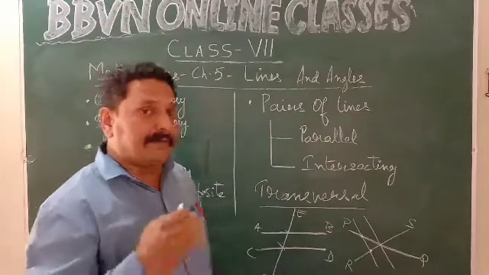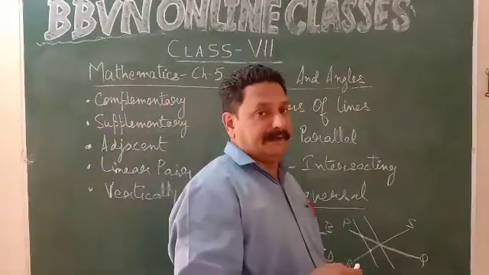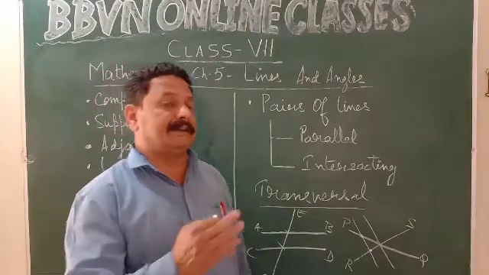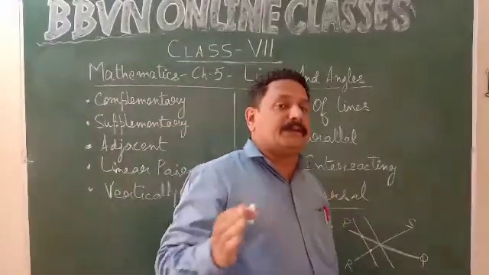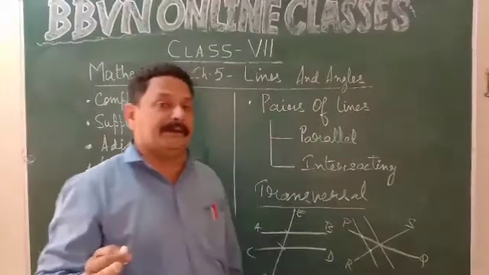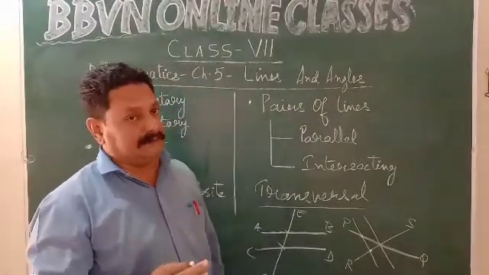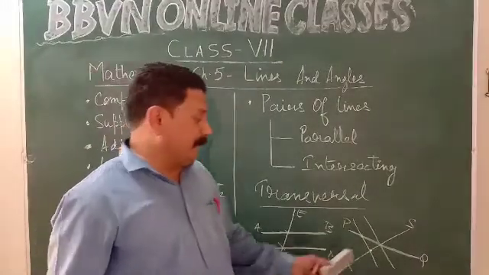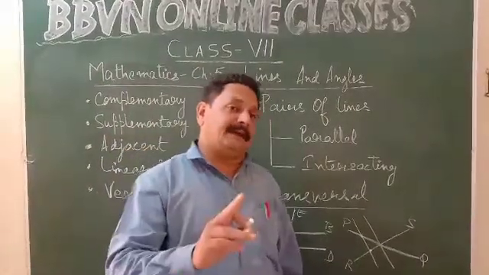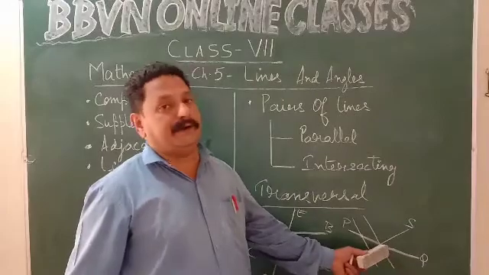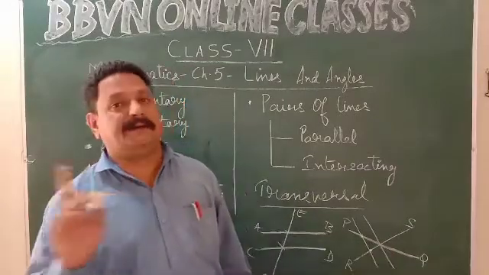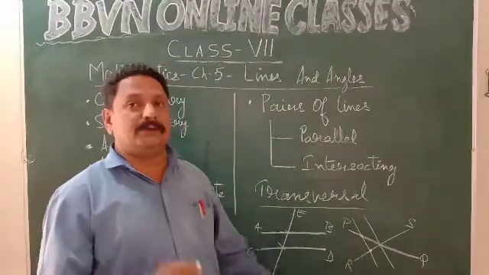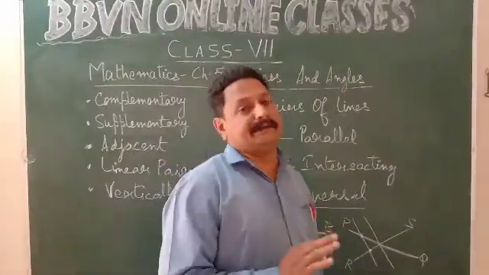So whenever you have parallel lines or intersecting lines and there is a third line which intersects these two lines at two distinct points, that is known as a transversal. With parallel lines, the transversal will obviously intersect them. With intersecting lines, you have to take care that the transversal does not pass through the point of intersection of the two lines. A transversal will always intersect both lines at two different points.